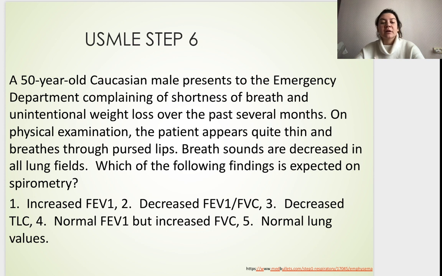First, increased forced expiratory volume in the first second. Second, decreased ratio between forced expiratory volume in the first second and forced vital capacity. Third, decreased TLC. Fourth, normal forced expiratory volume in the first second but increased forced vital capacity. And fifth, normal lung values. For today, that's all. You can answer this question individually.